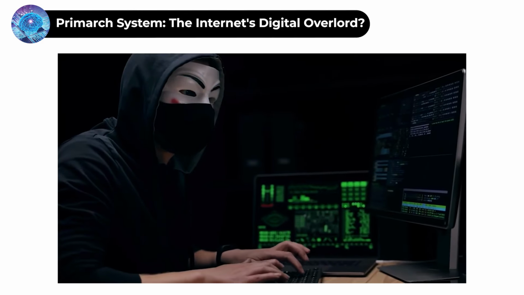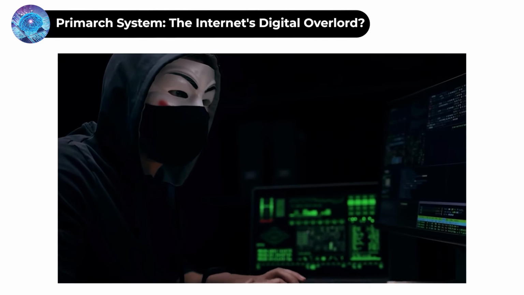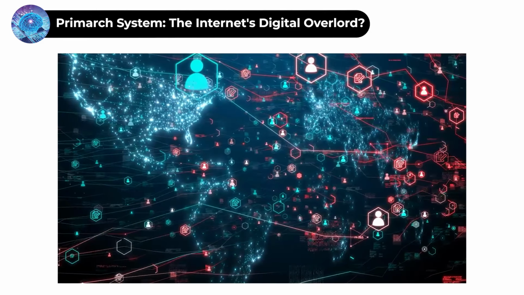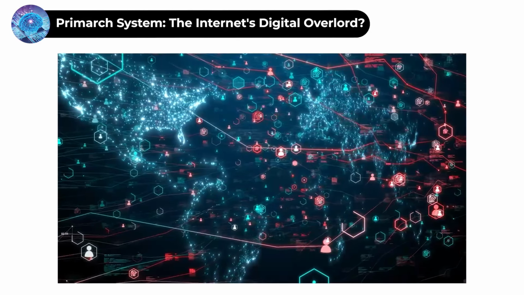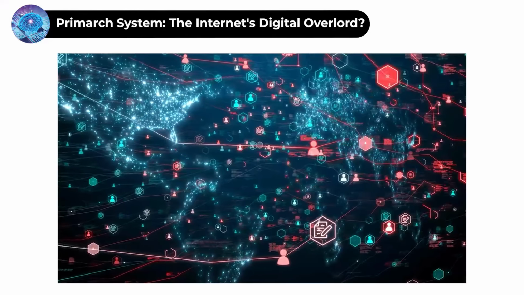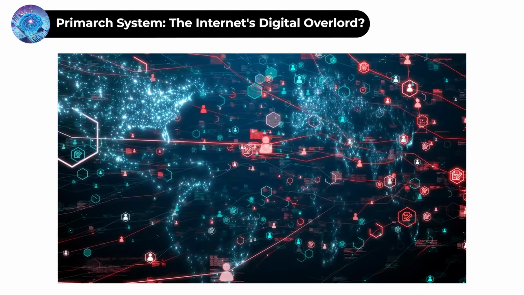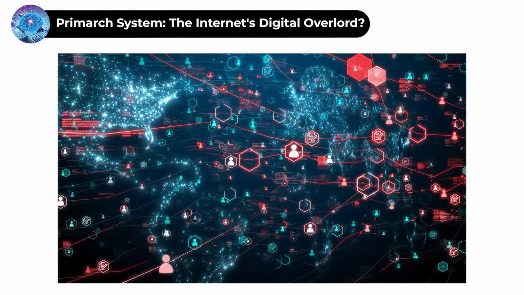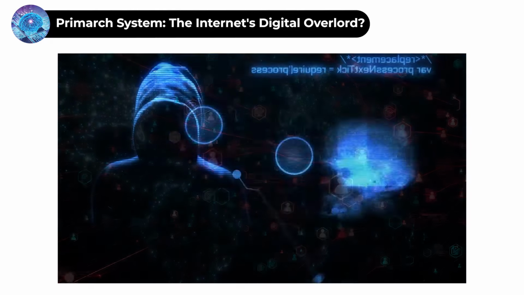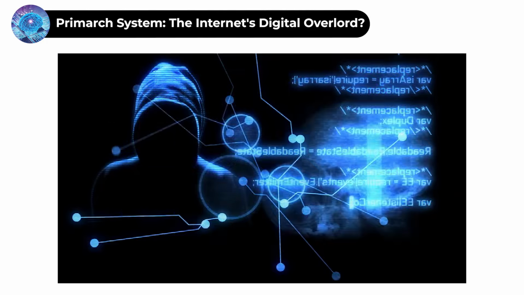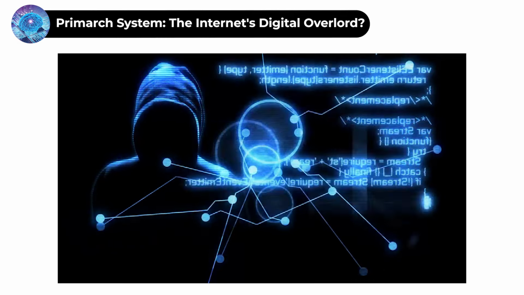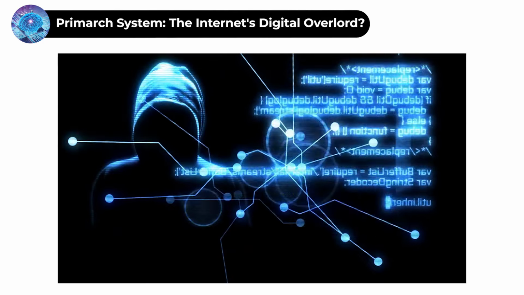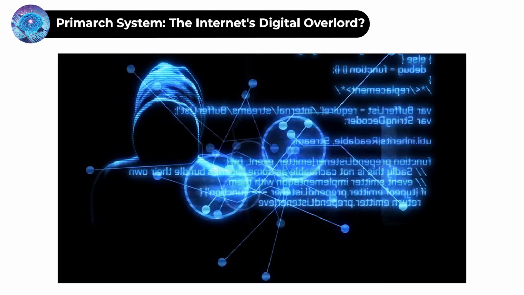Access to this system is often said to require synchronization with ultra-secure cryptographic keys that do not exist on any known server or network. In some versions of the theory, the Primarch system itself determines who may enter, choosing candidates based on behavior, algorithmic compatibility, or even genetic factors. Despite its fantastical nature, the idea of the Primarch system reflects deeper questions about digital autonomy, system control, and the possibility of technology evolving beyond its creators.